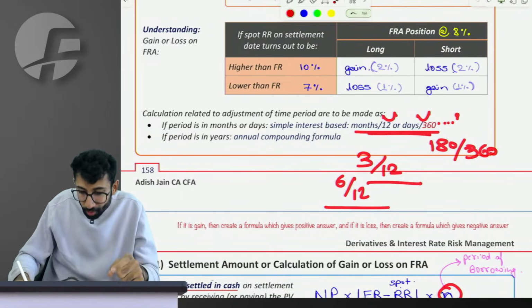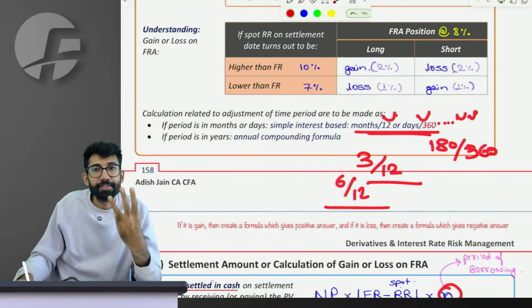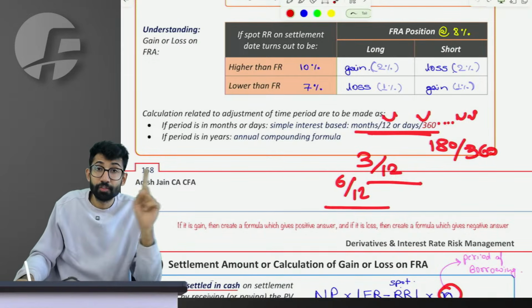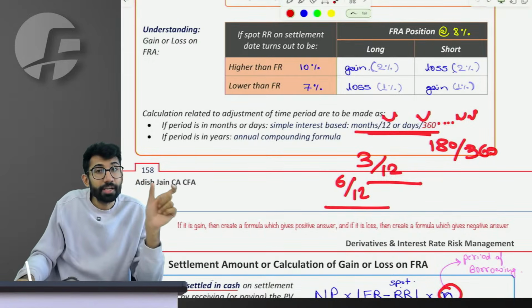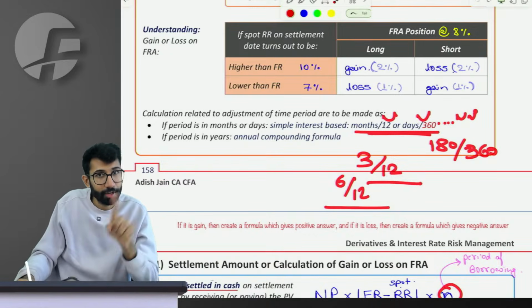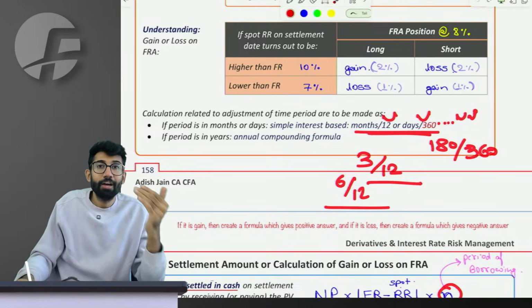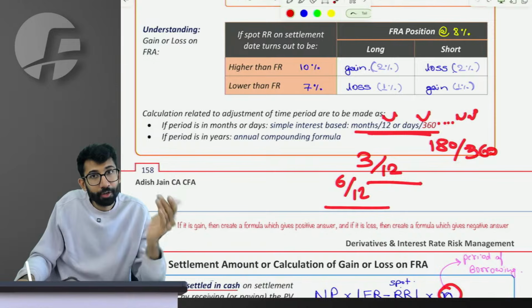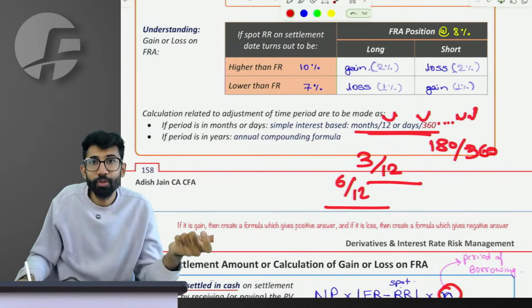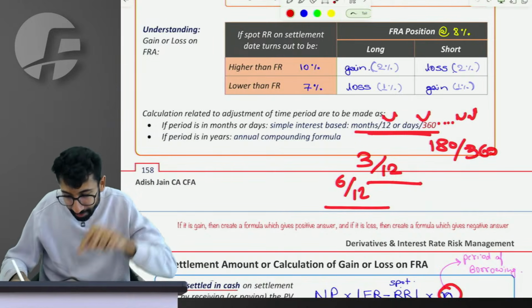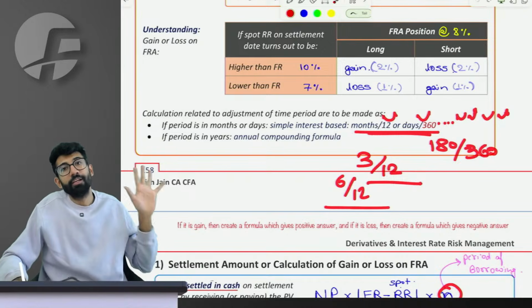Yes. So in the entire AFM, there are 3 places where 360 is used. One is fixed income security, which is in the security valuation chapter, in which we have money market instruments, in which there is something called discount yield. That is where it is. The second place is this, and all this has been compiled in the basics.